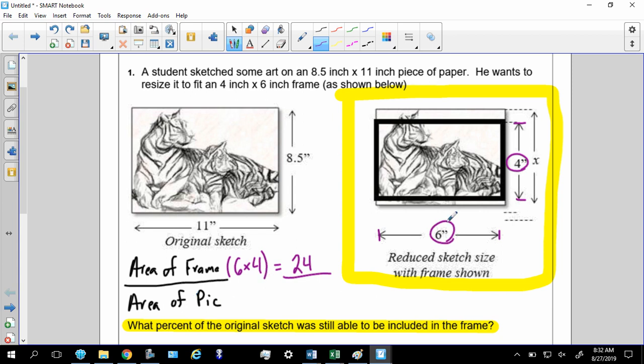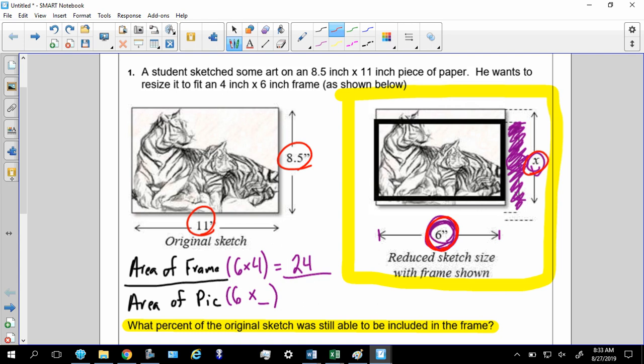Now the area of the picture, again, has a width of 6, so we can start it up. It's a 6 by, but we don't know what the x is because the x represents the height. Now this 4 right here, I don't even need that anymore. That's just extra information. I'm going to confuse myself if I don't scratch it out. So it's a 6 by something. Now what we're going to do is take the original picture, which was an 11 by 8.5, and create a proportion for the 6 and x.